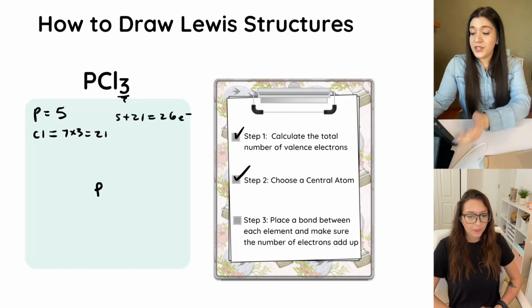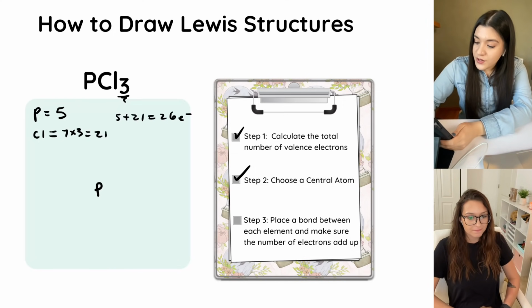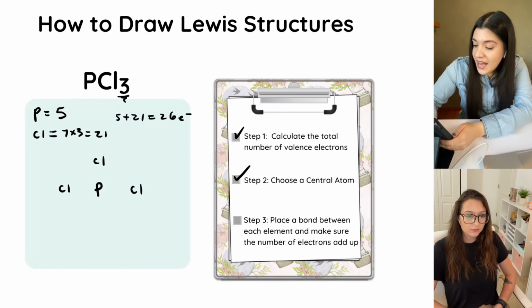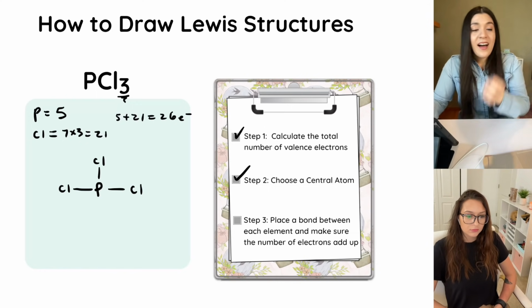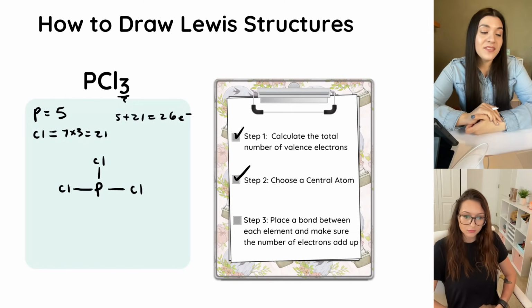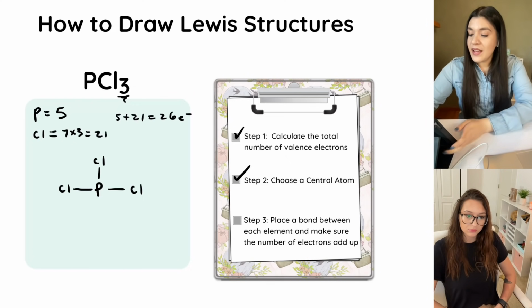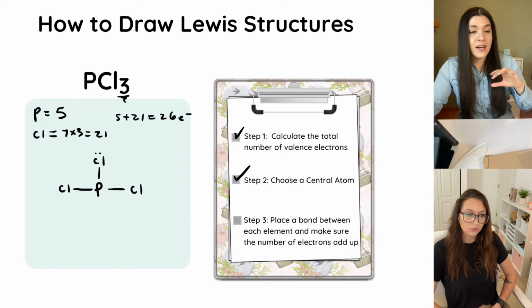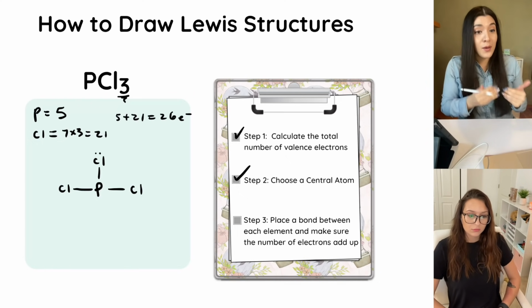And then next, I'm just going to place a bond. So I said that there's 3 chlorine surrounding phosphorus. And then I'm already going to say, hey, this is going to add up. So there's a bond here, bond here. Now, I also want to talk about the different lone pairs. Lone pairs are electrons that are not on a bond. So they're still on that atom, but they're not actually within a bond.